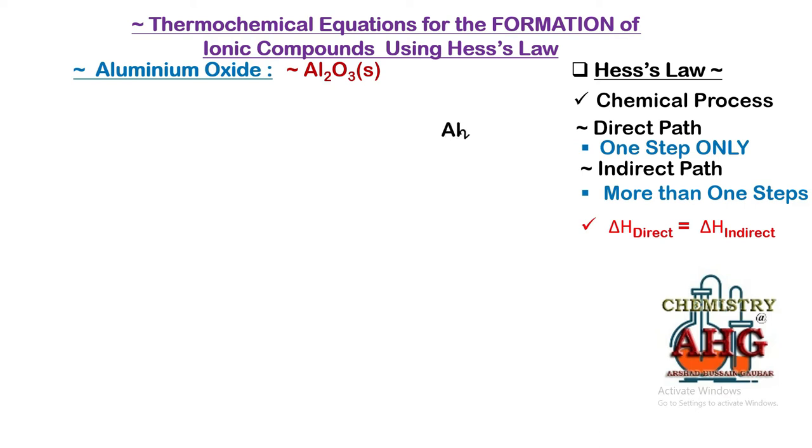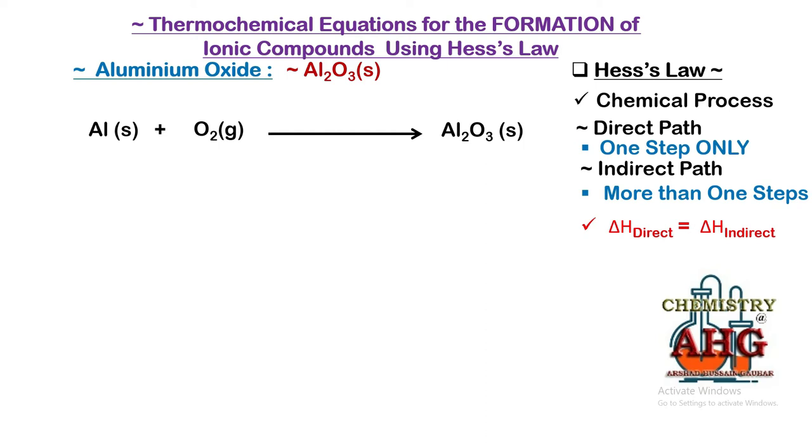Let's start. We want to prepare aluminum oxide, which is a solid. Which elements can we combine to prepare it? We can combine aluminum metal, a solid, and oxygen, O2, gas. These two elements can combine and give us aluminum oxide. Now to balance this equation, since we are interested in preparing 1 mole of aluminum oxide, we will balance only the left hand side of the equation to keep 1 mole of aluminum oxide on the right hand side. So how many moles of aluminum do we need?